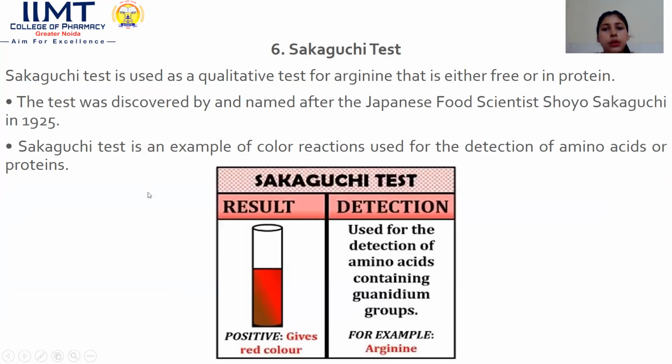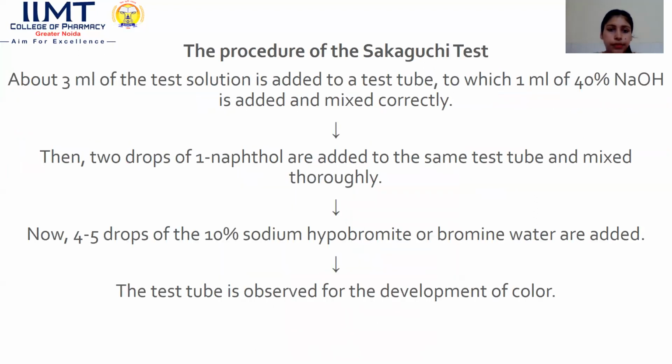If we talk about the Sakaguchi test, it is used as a qualitative test for arginine that is either free or in protein. The test was named after the Japanese scientist Shoyo Sakaguchi, who discovered it in 1925.